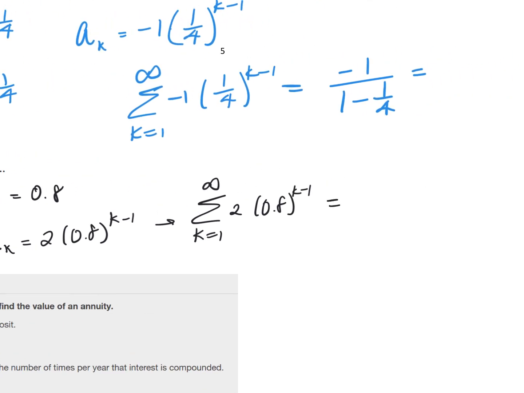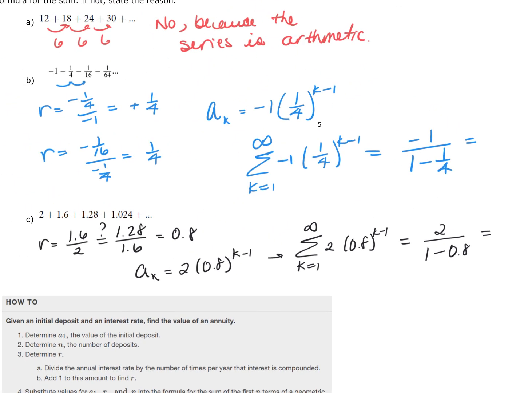And we know this is going to sum up to my first term and then 1 minus my ratio, which is 0.8, and then whatever that equals is my answer for that sum. So those two did have sums, the first one did not.